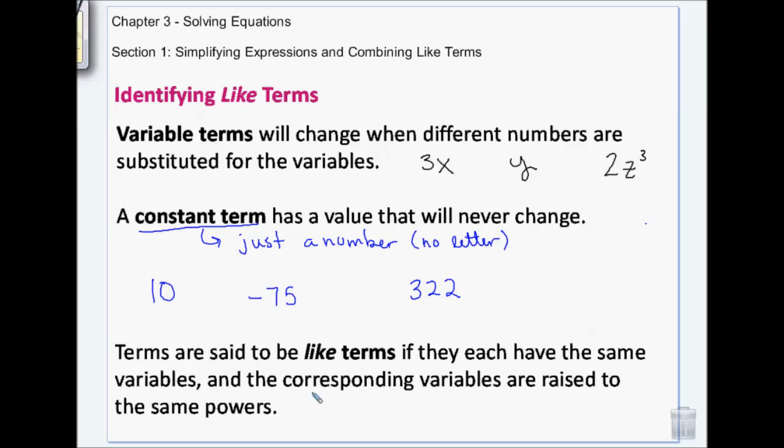Like terms have the same variables and the same exponents, okay? And so they are the exact same. So 3x, y, and 2z to the third, these are not like terms, right? Because x, y, and z aren't the same.